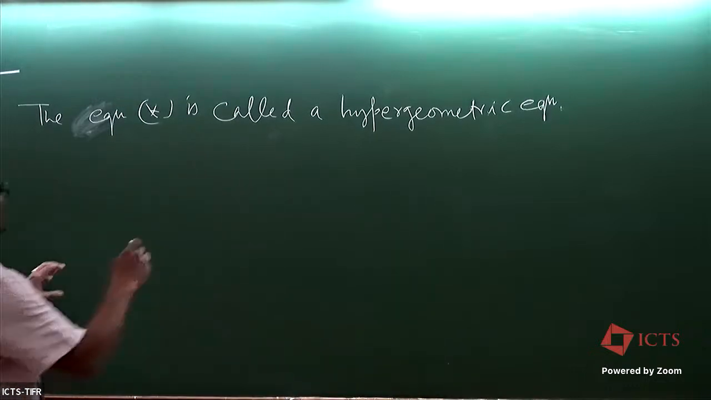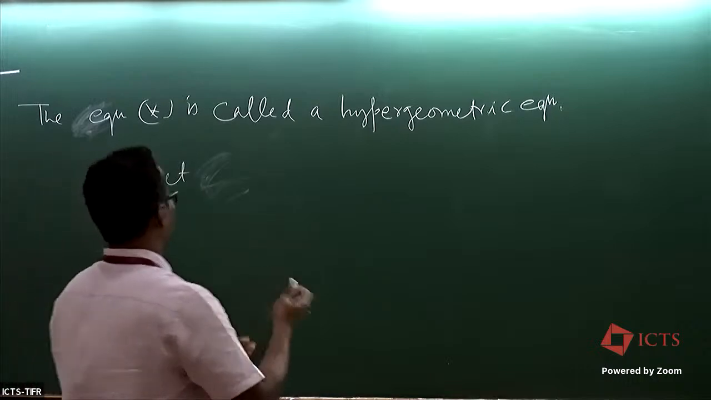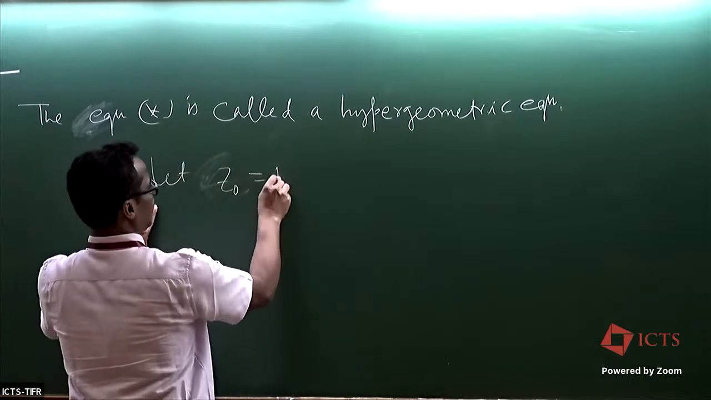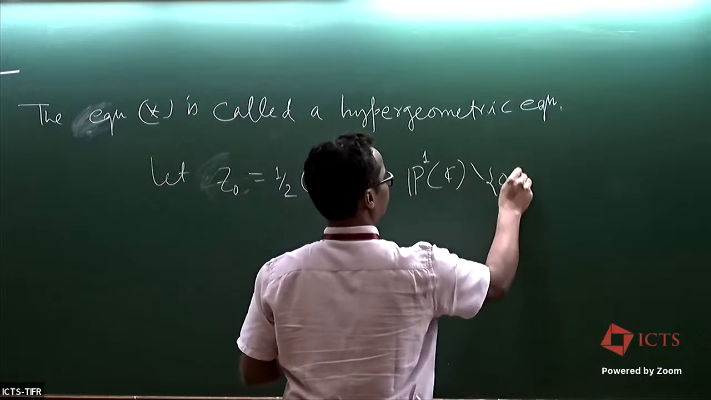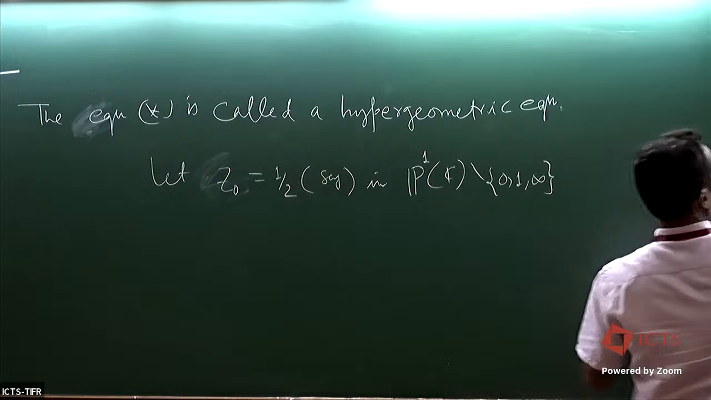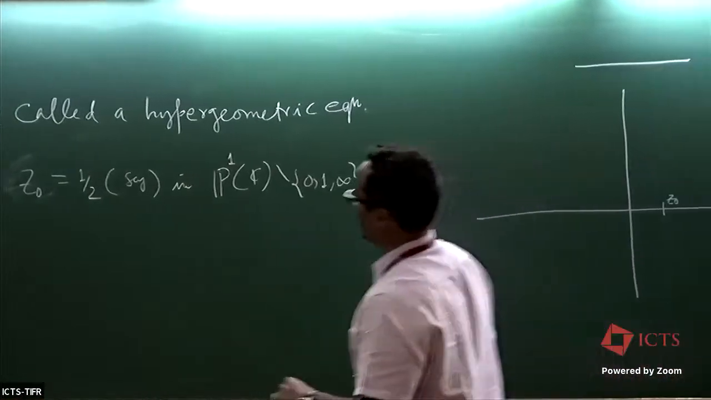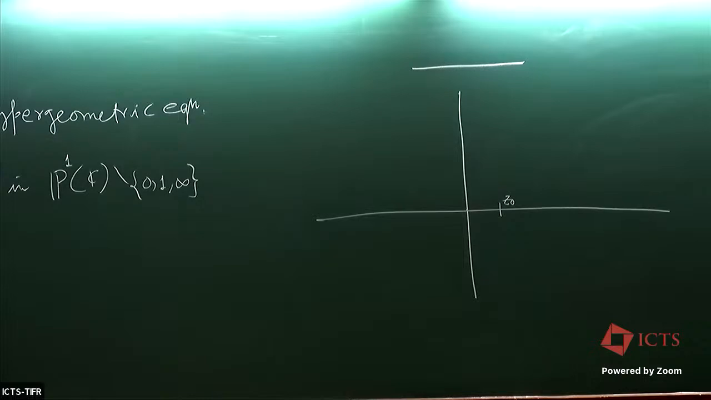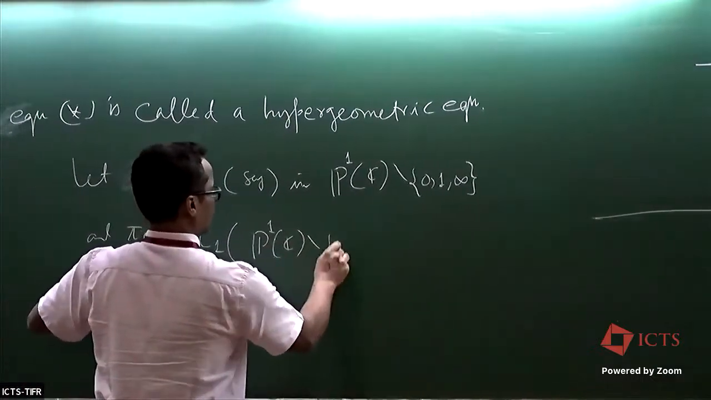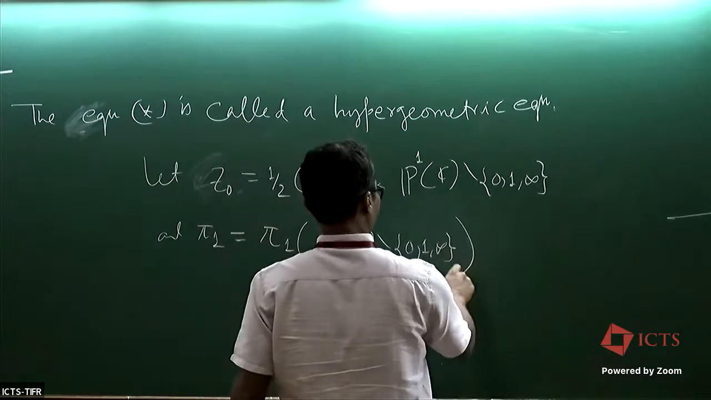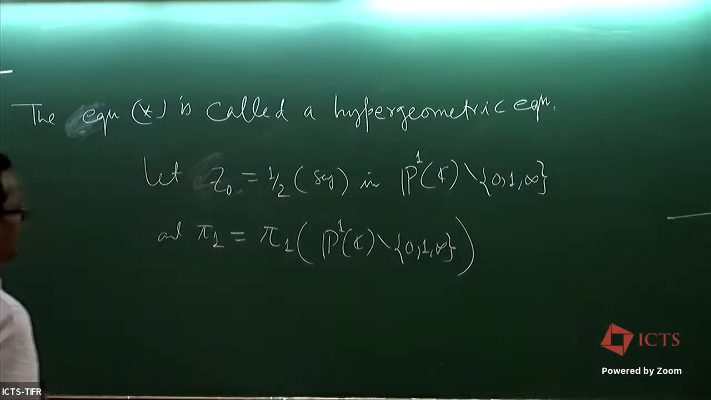Okay. So now let's fix the notation. Let us take a point z naught, say 1/2, in P1C minus 0, 1, infinity. So basically this is 0, this is z naught. And fix pi1 as the notation for the fundamental group of P1C minus these 3 points, which is basically the same as the fundamental group of the figure 8, a free group on two generators.